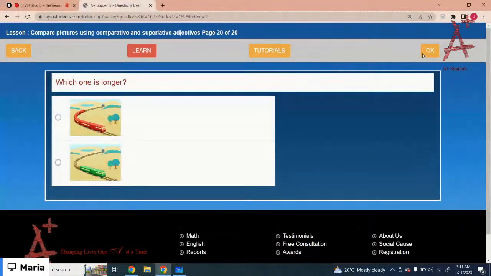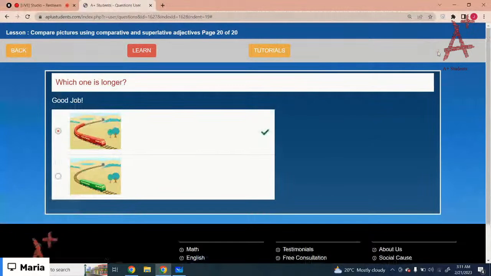Which one is longer, the first one or the second one? Obviously, the first one is longer. Got it? Okay, we are done with the test. Let's just move on to the next lesson.